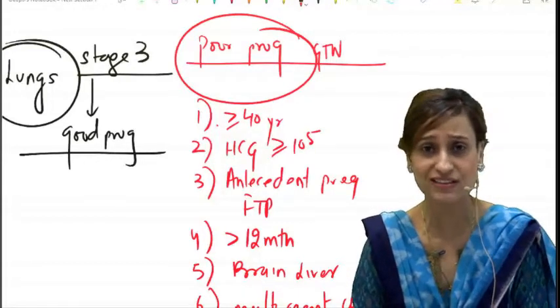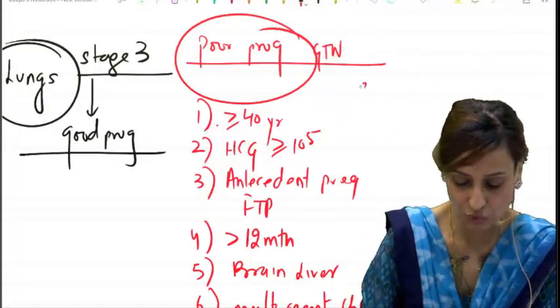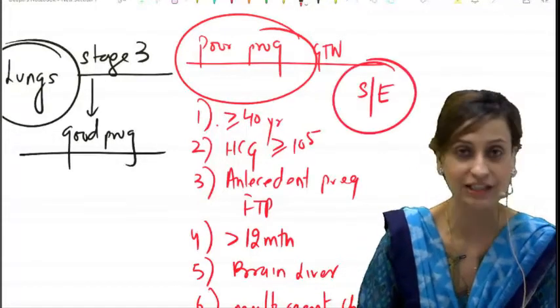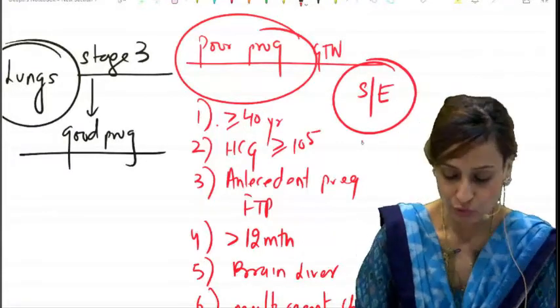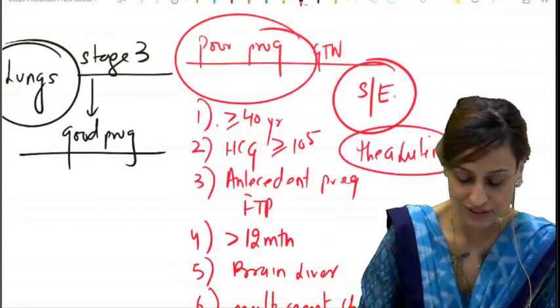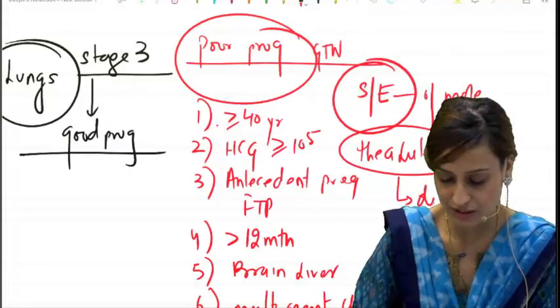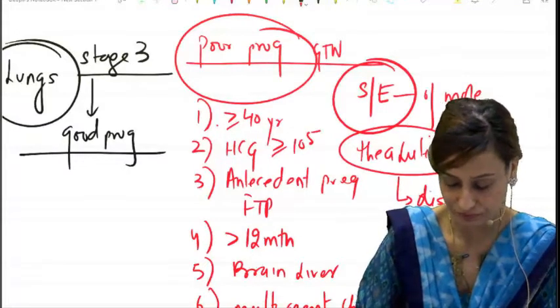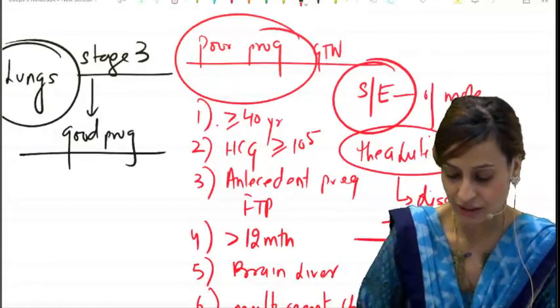I'm not discussing very basic things like what is the treatment of choice for molar. You all know that it is going to be suction and evacuation, irrespective of the size of the uterus. What do you do for theca lutein cyst? Nothing. So all you have to do is suction evacuation of the mole, and the theca lutein cyst will disappear usually within 2 to 4 months, right?